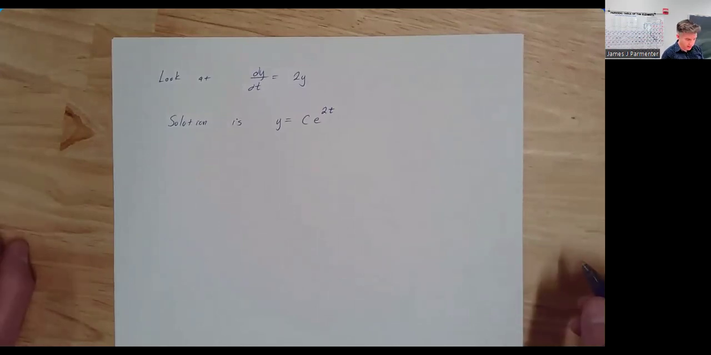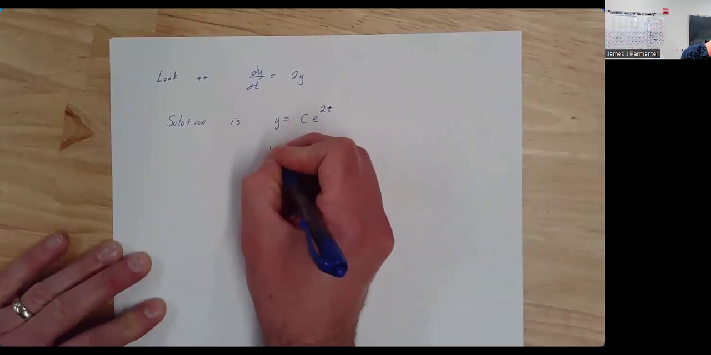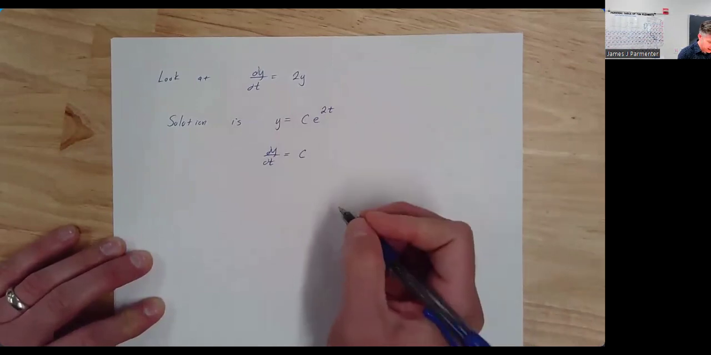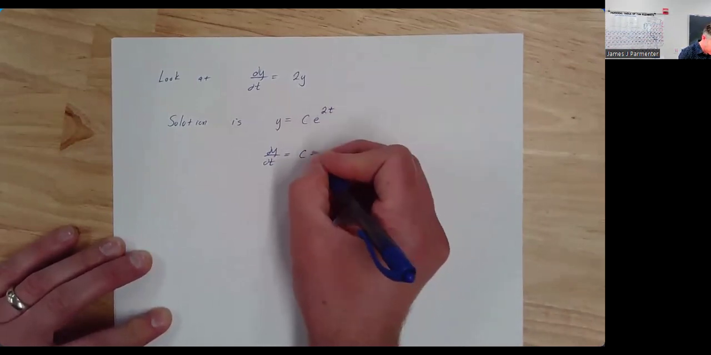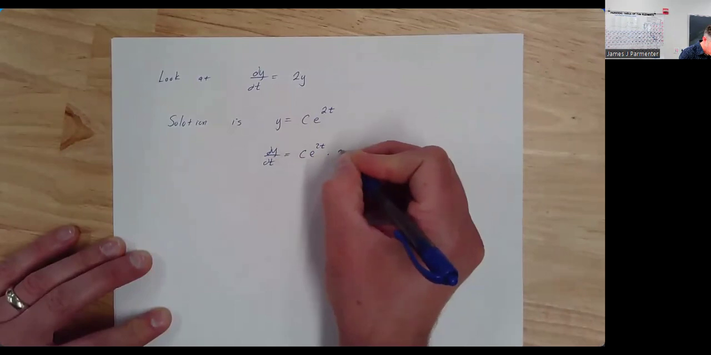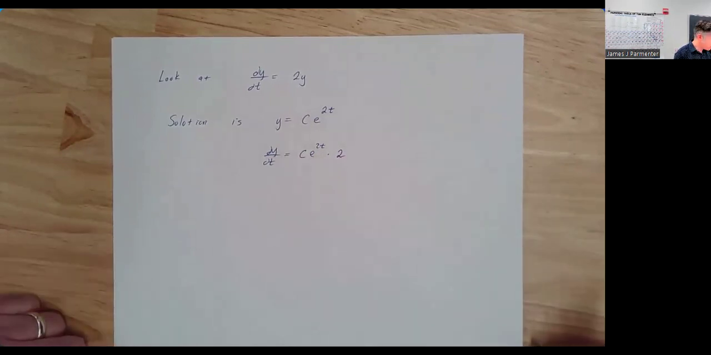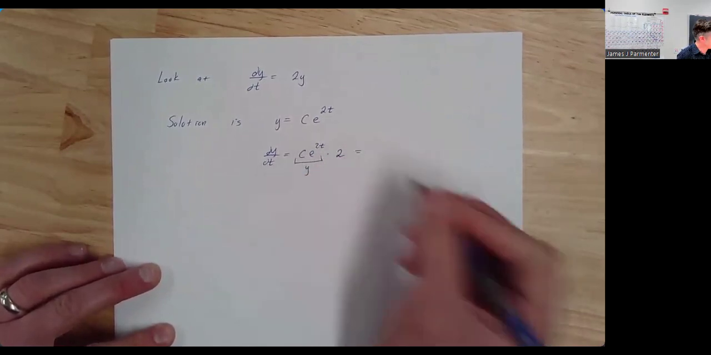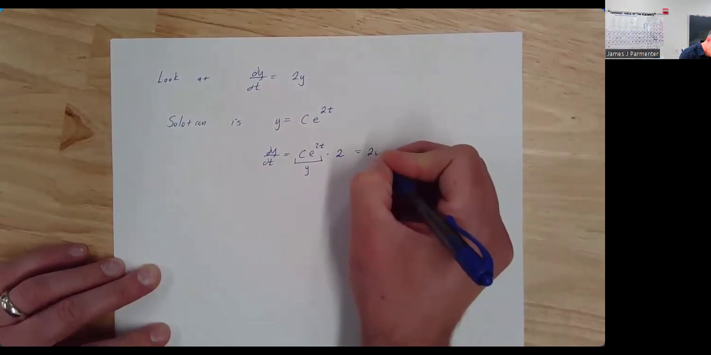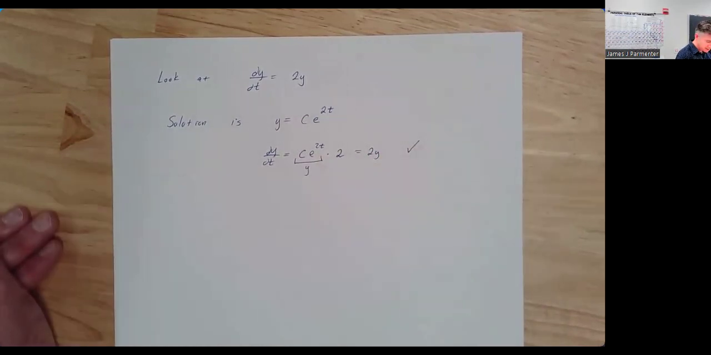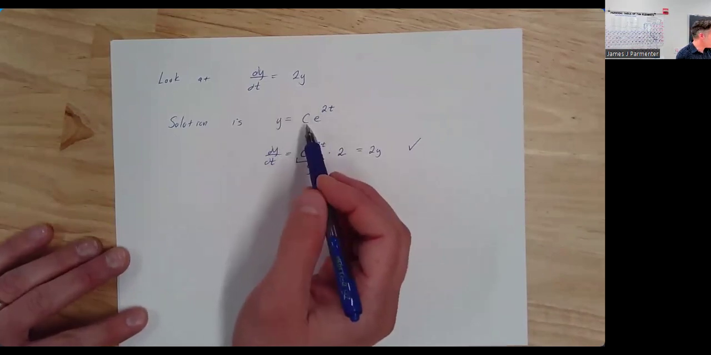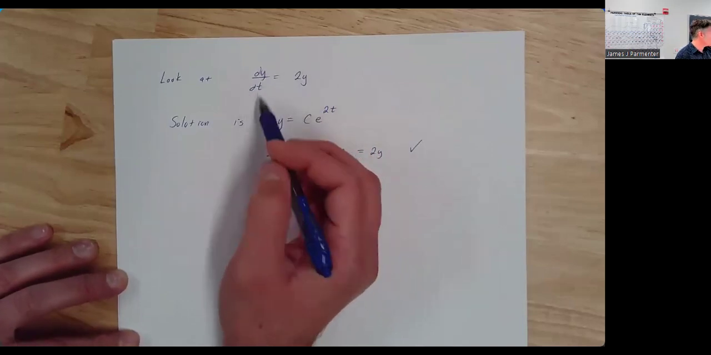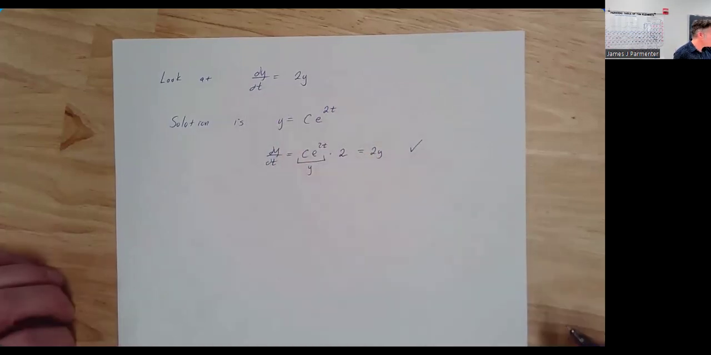If we take the derivative of that, the derivative of ce to the 2 times t is, well, that constant's going to hang out. And the derivative of e to the stuff is e to the stuff times the derivative of the stuff. Oh, look, that's exactly my function y times 2. So we can see that this function, some constant times e to the 2t, is a solution to this differential equation where the derivative is equal to 2 times y.